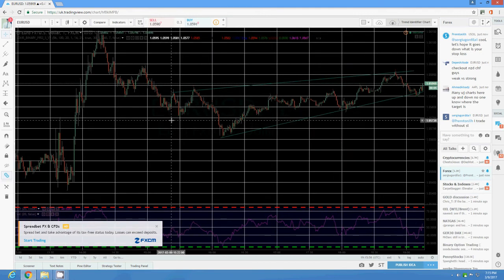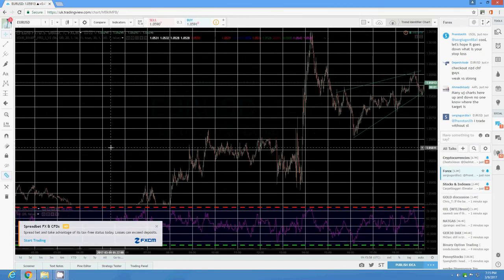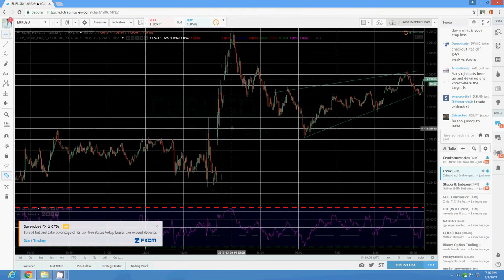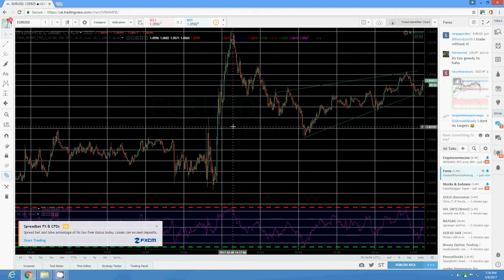So for example, if it was an overall downtrend, what you would want to avoid doing is placing up trades, saying it's going to go up, because you never know when it's going to keep shooting down, because it's an overall downtrend, right?